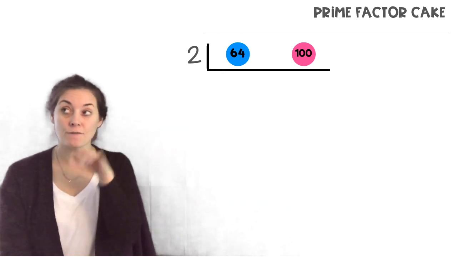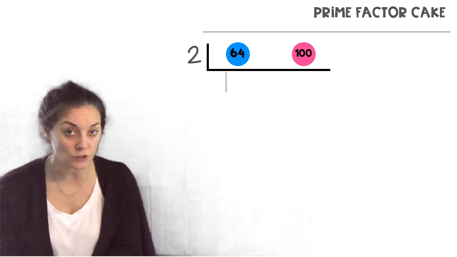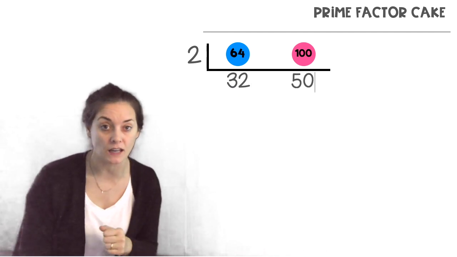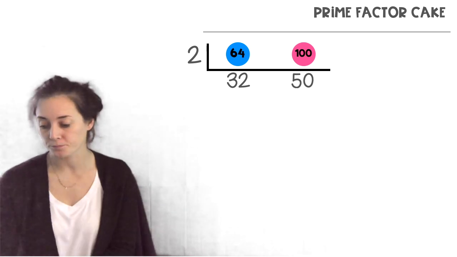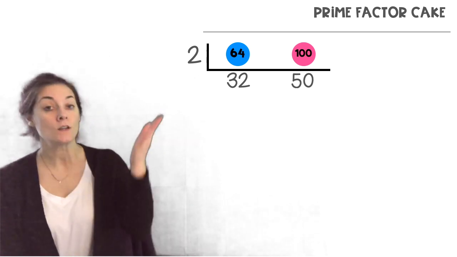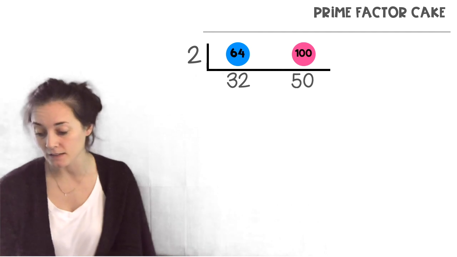When I take 64 and divide it by 2, I get 32. And when I take 100 and divide it by 2, I get 50. These are not prime numbers, so I'm going to keep going. They're both even again, so I'm going to divide both again by 2.